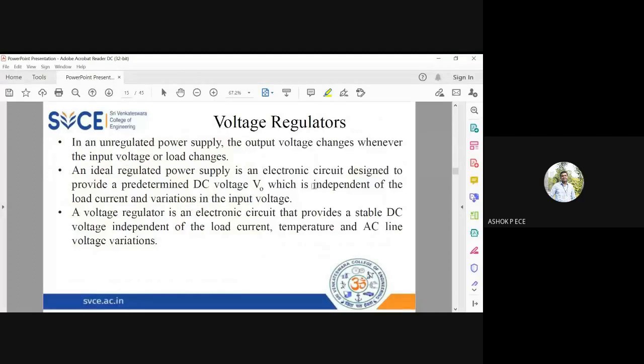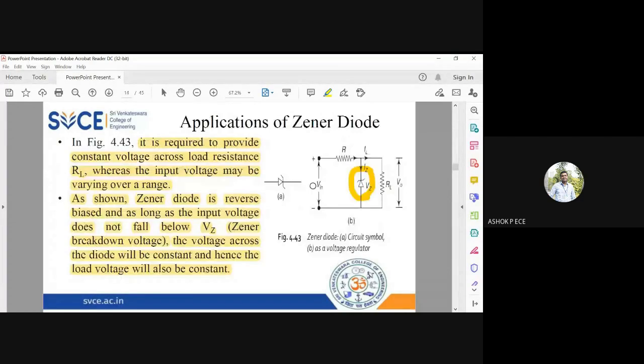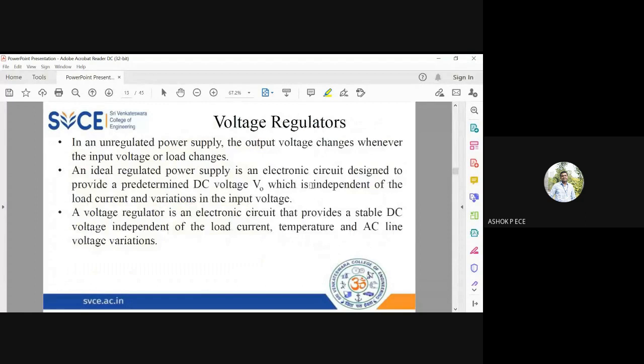So this application of Zener diode is called a voltage regulator. What a voltage regulator is: if you have an unregulated power supply, assume that, take an example of the power in your house itself. You are getting 230 volt, right? It will not be exactly 230 volt.